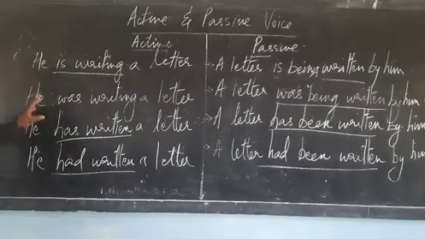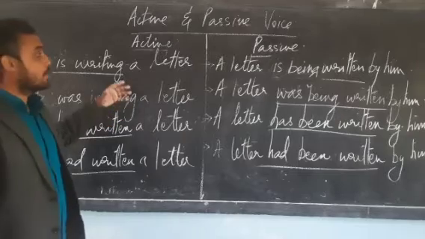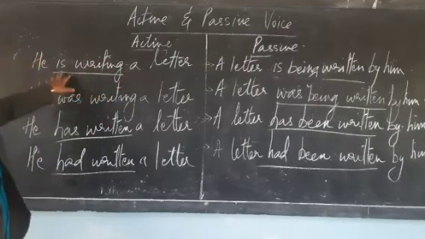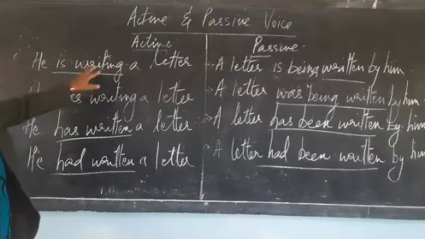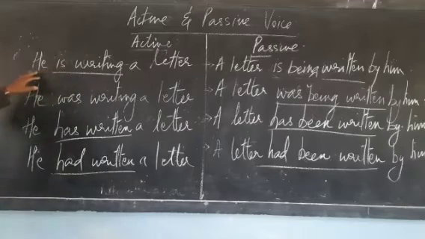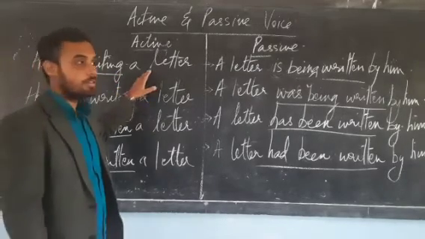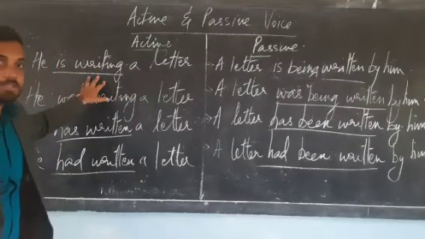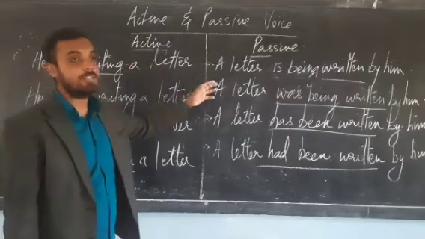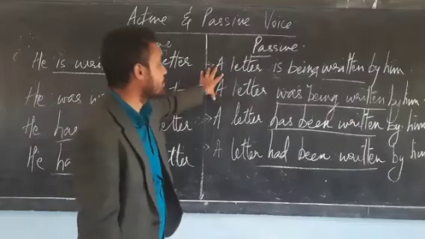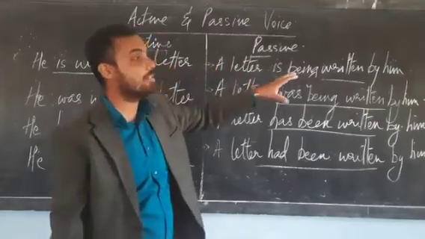Now we are going to see the example of the continuous tense. When writing an active voice in present continuous, the example that is written over here says, he is writing a letter. Is writing stands for present continuous. Now when we are changing into passive voice, what happens? A letter is being written by him.